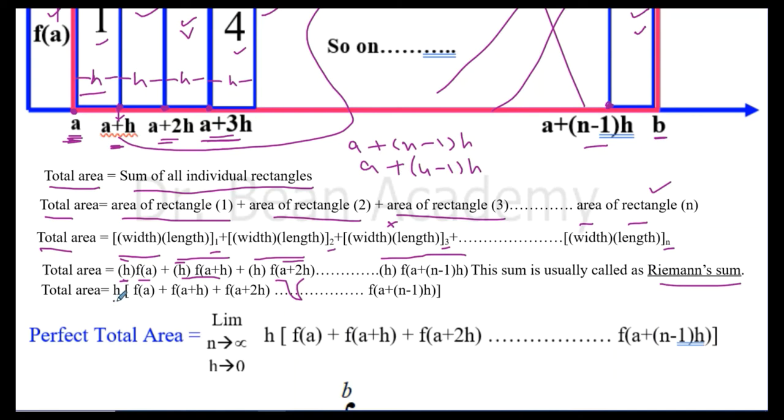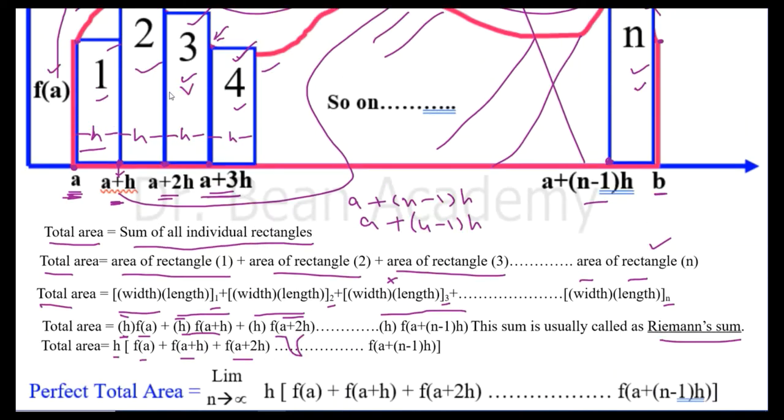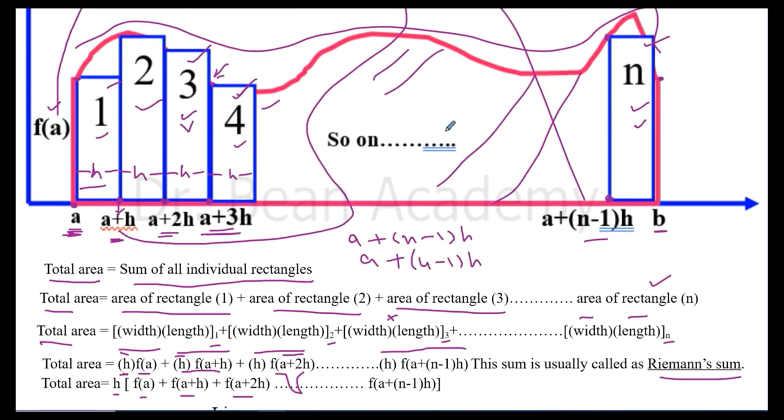Because h is the same in each value, I can take h as common, and then I can put all the functions f of A plus h, f of A plus 2h. These are the lengths of the left sides of all the rectangles under this curve. So you see, these f of A plus h, f of A plus 2h are the vertical lengths of these rectangles.